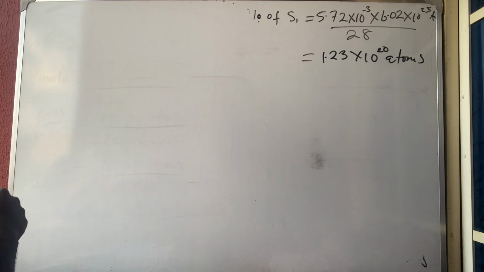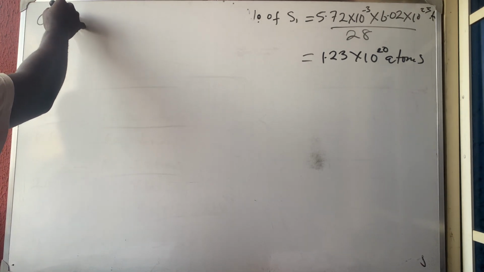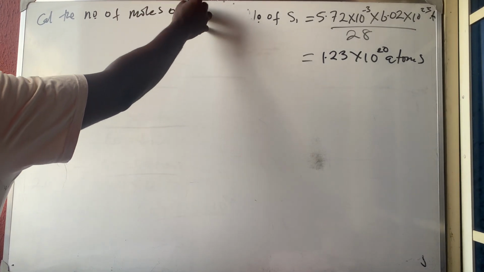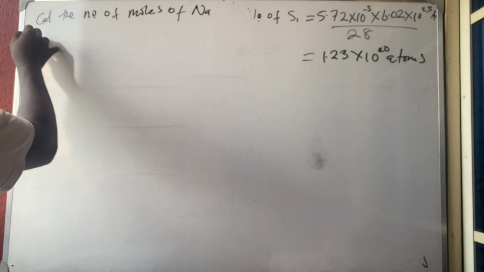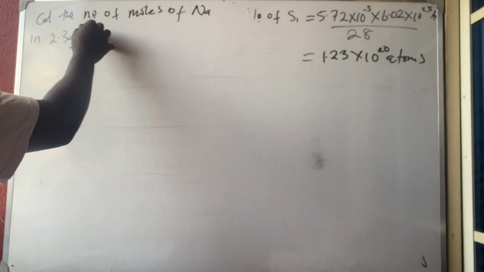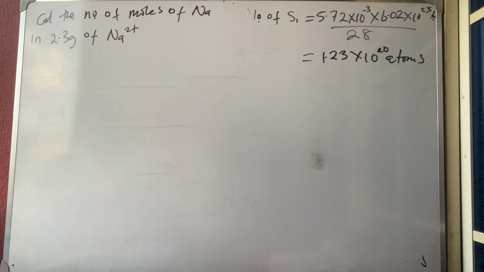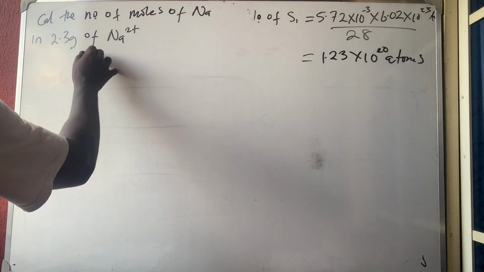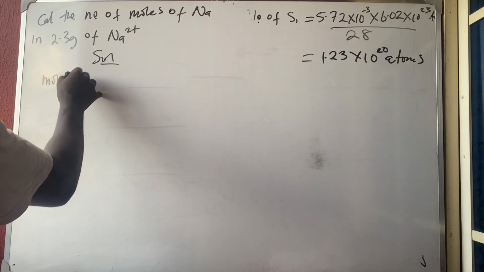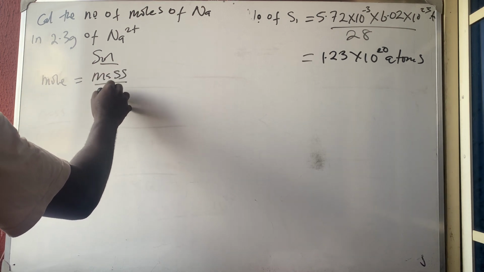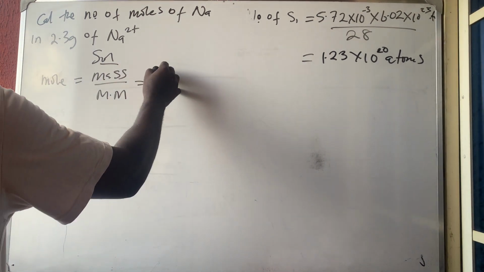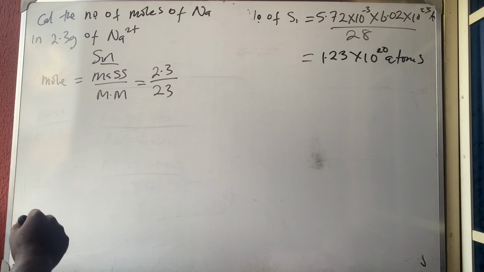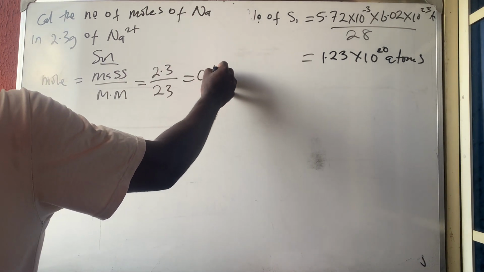The last question I'm going to solve said: calculate the number of mole of Na, sodium, in 2.3 gram of Na+. Solution: we know that mole is simply mass over the molar mass. The mass is 2.3 gram divided by the molar mass, which is 23. Don't forget, the molar mass of sodium is 23. So I have 0.1 mole.